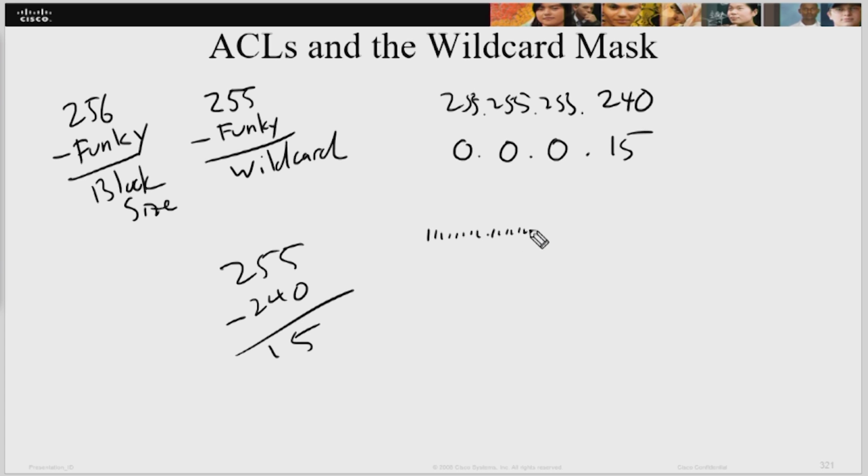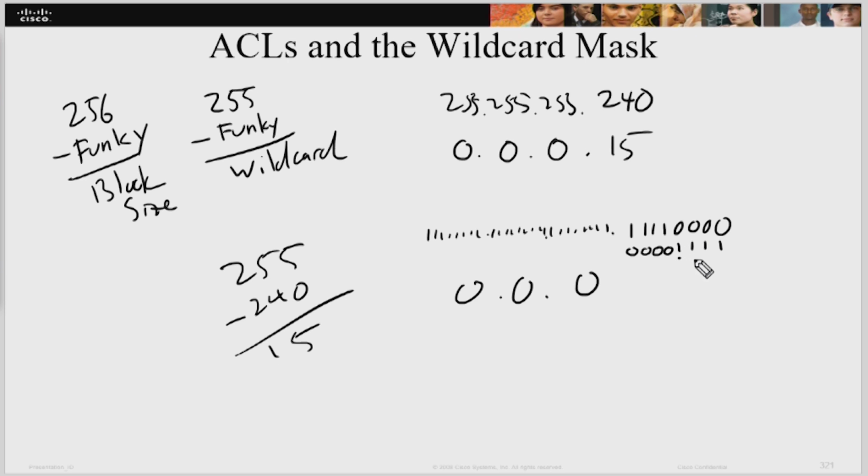1111111, 1111111, 1111111, and then 240 is 11110000, and I'm not going to convert all of these. We know how this converts to 0.0.0. The only one I'm interested in is this conversion. Every 1 becomes a 0. Every 0 becomes a 1. That's 8 plus 4 plus 2 plus 1, 15. So our formula actually works for us.